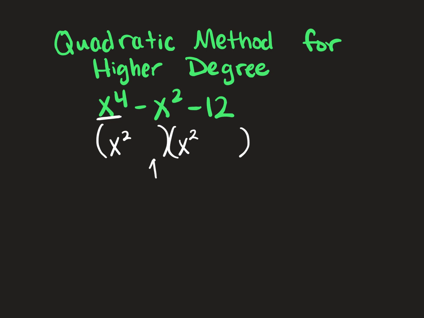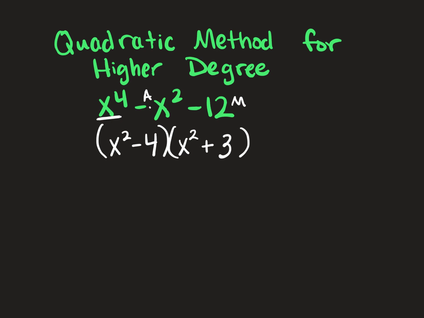The constants that we need here and here, well, they're going to need to multiply still to get that negative 12 and add to get that negative 1 in the middle. You can make a list. You can go through all the factors of negative 12. I am going to put 4 and 3 in here. And since we wanted them to add to get that negative 1, I'm going to make the 4 a negative and the 3 a positive. Just to check, negative 4 times 3 will give us the negative 12, and negative 4 plus 3 will give us the negative 1. So there is factoring with the quadratic method.